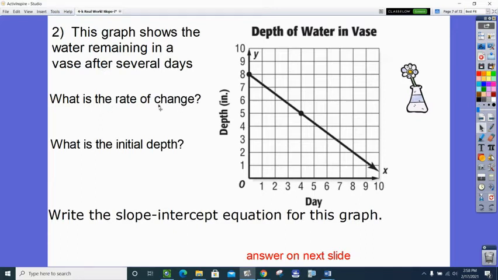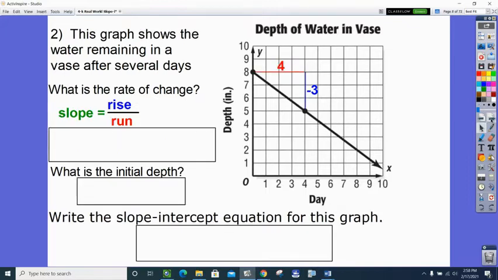We need to figure out what the rate of change is. So right now I want you to look at the graph, and rate of change is a synonym for slope. So can you calculate the slope of the graph? All right, let's start there, and then we'll answer the next question.